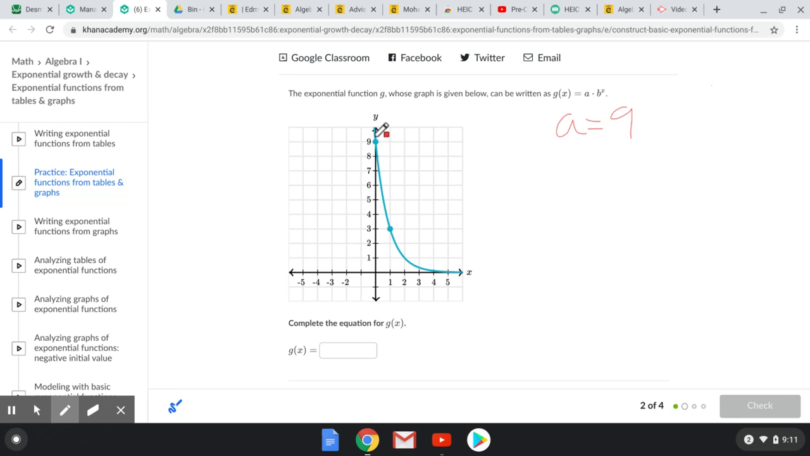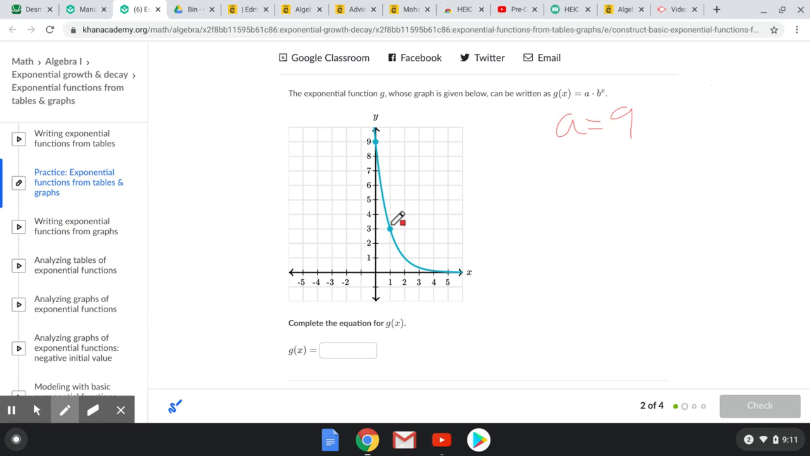Then I'm looking at this and it's decreasing. So this is what we call exponential decay, right? So I know that b is going to be less than 1. It's going to be between 0 and 1. It's never negative, right? So it's going to be between 0 and 1. Okay, because it's decreasing, I know that b is going to be less than 1.